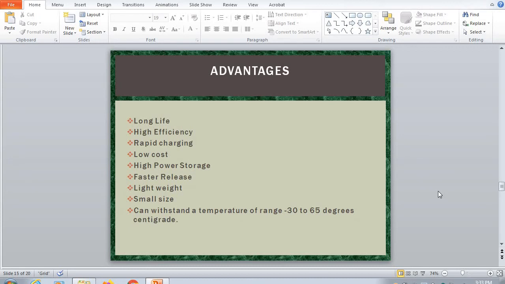Now, what advantages do these supercapacitors offer as compared to other capacitors, that is ordinary capacitors or battery? They have long life. They have higher efficiency, their charging rate is rapid, they are available at lower cost, they have high power storage, they have faster release, they are lightweight, small in size, and can withstand a temperature range from -30 to 65 degrees centigrade.